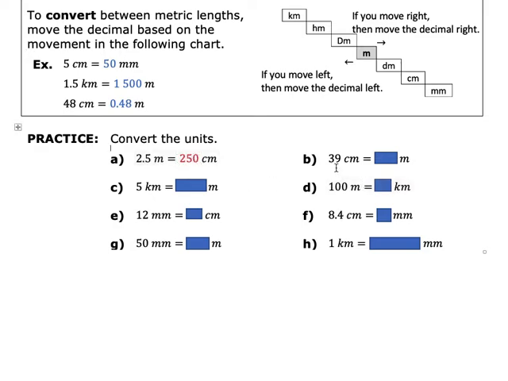Next, 39 centimeters is equal to how many meters? So centimeters to meters, that's 2 spaces left. Moving 2 spaces left, that's 0.39.